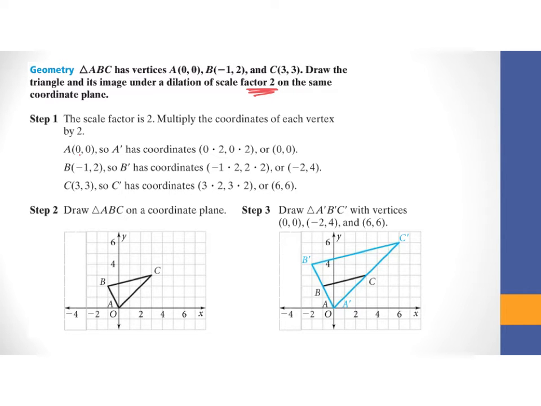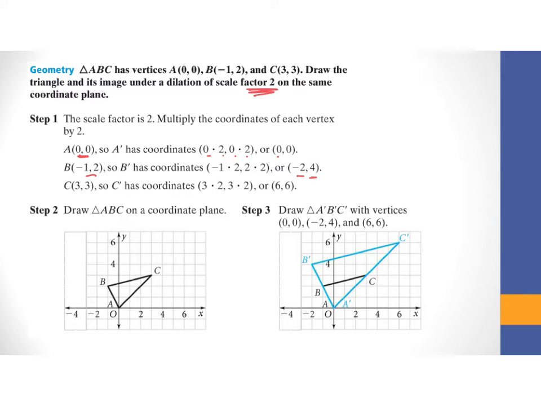So we started out with a pre-image of 0, 0. 0 times 2, and 0 times 2 will still give you 0, 0. Then we're going to look at coordinate B, which is -1, 2. -1 times 2 will give me a -2. 2 times 2 will give me a +4. So I end up with a coordinate point -2, 4. And I'm going to do the same thing with point C, which is 3, 3. So I multiply both of those by 2 and I get 6, 6.